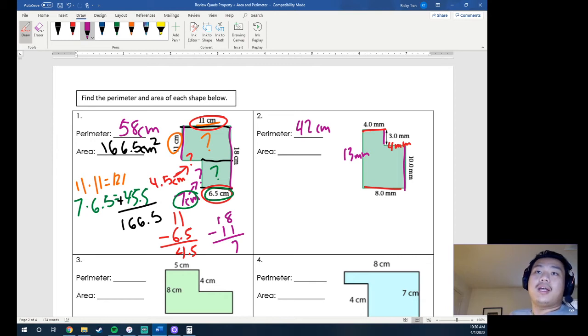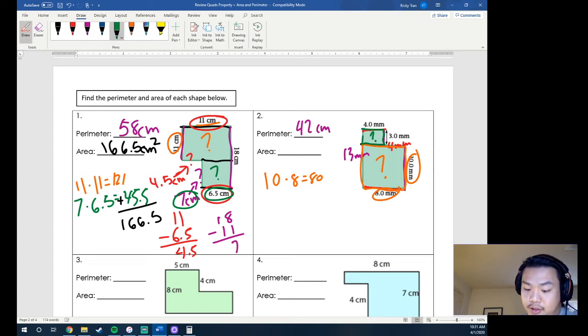Okay. Area, again, we have to find the two different shapes. I'm going to split the shape right here to get a nice and easy find. So we've got to find this area here and this area here. Okay, so for the orange area, we need this dimension, or 10 times 8, which is just 80, and then we need to find this dimension, which is 3 and 4, or 3 times 4, which is equal to 12. Add them together, we get 92.